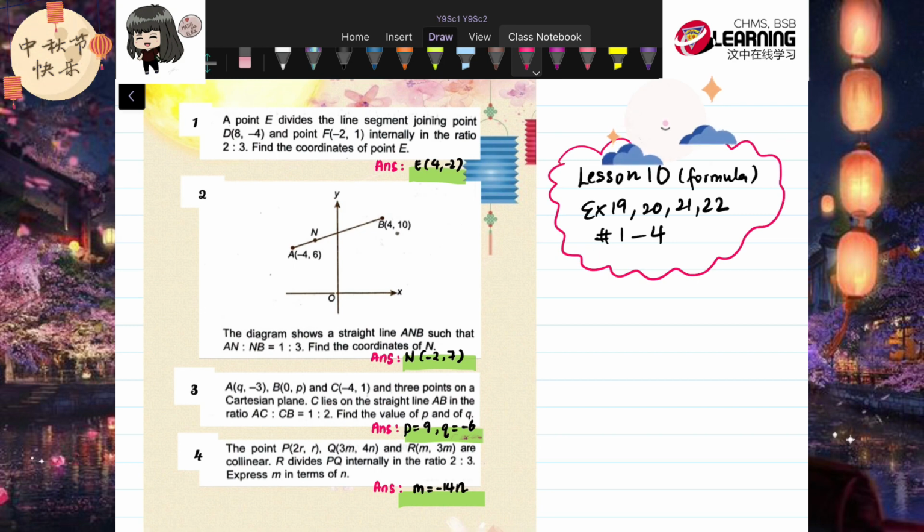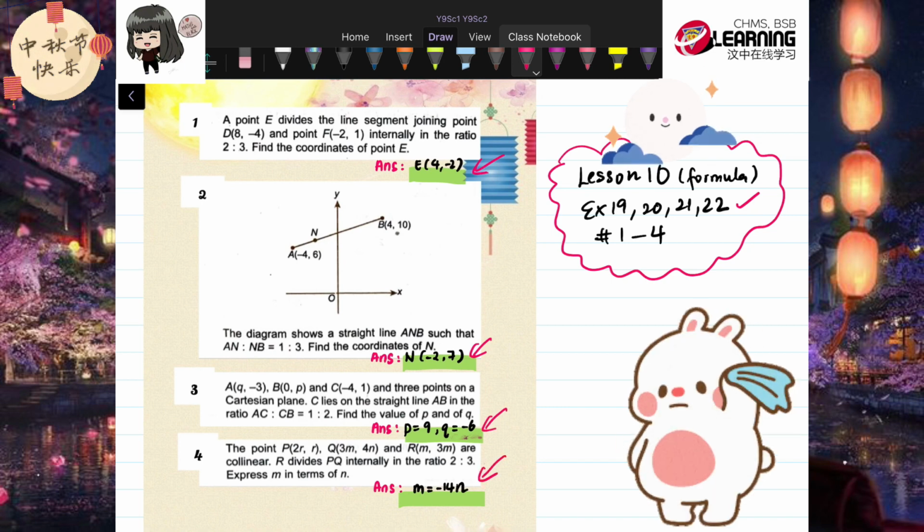Okay, so questions wise, example 19 to 22 definitely need to copy, and this question 1 until 4 is up to you. If you want to copy also can, if you don't want to copy it's also okay, but this must copy. Okay, and these are the answers. Please double check your answer. Okay, double check your answer, make sure your answer is exactly the same as mine.